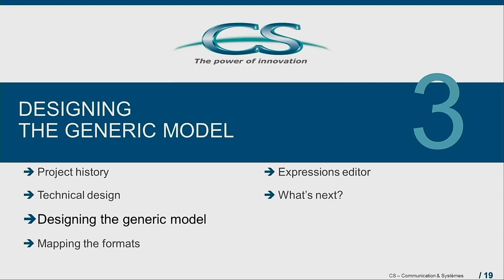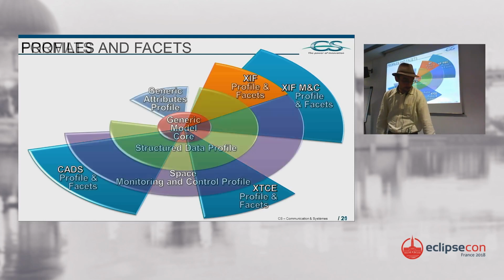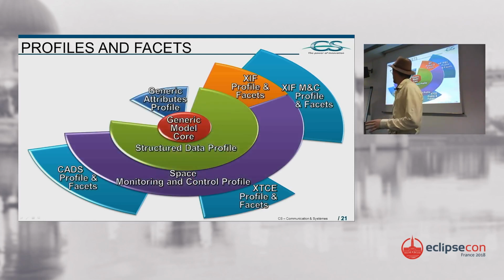How do we design the generic model? So first, what's the generic model? Here you have the formats that we want to support currently in BestNG. So there's CADS, XTCE, and XIF with eventually monitoring and control extensions. Here are all the profiles and facets which are stored in the BestNG.